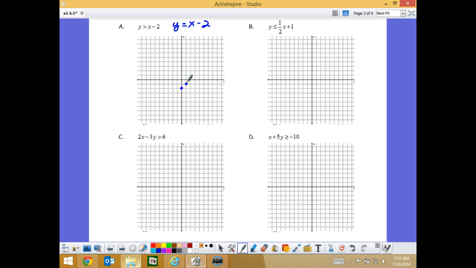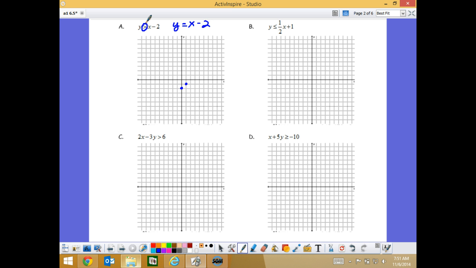When we graph these inequalities on number lines, we have an open circle and a closed circle, depending upon what kind of inequality we have. An open circle meant that that value was not included in the solution. A closed circle meant that it was. And we're going to follow the same logic when graphing these lines. Now in this case, we have just greater than. It's not greater than or equal to, it's just greater than.